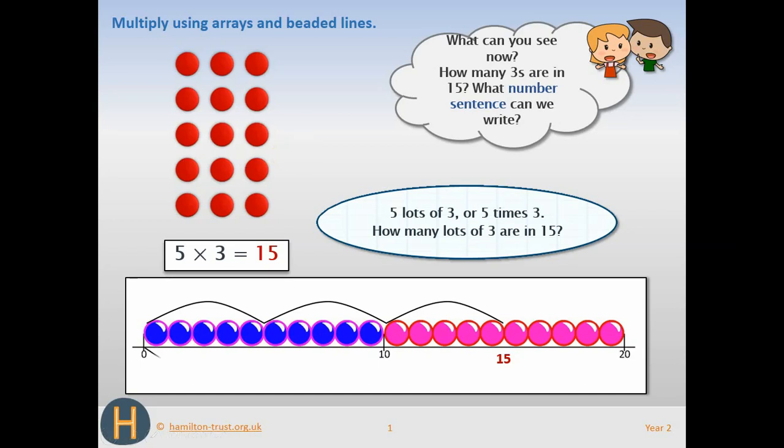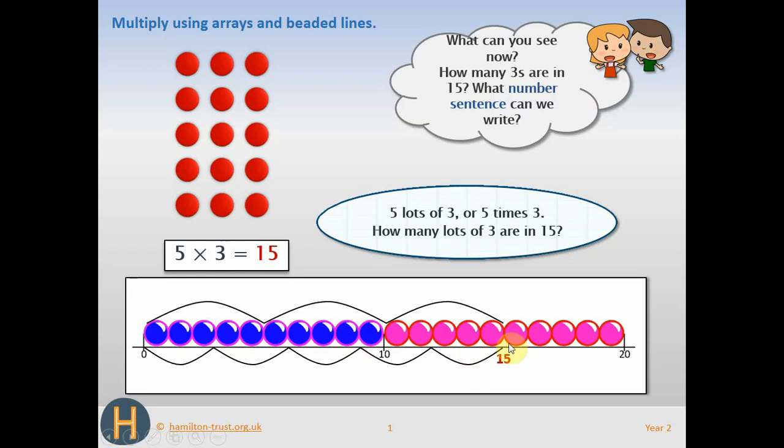Let's show 5 lots of 3 on the beaded line. Here they're showing us on the number line the 2 different ways to do it. So they're here at the top: 1, 2, 3, 4, 5, three times. 3 lots of 5. And we know we can swap that around and do 5 lots of 3: 1, 2, 3, five times. So it's just another way to show you.